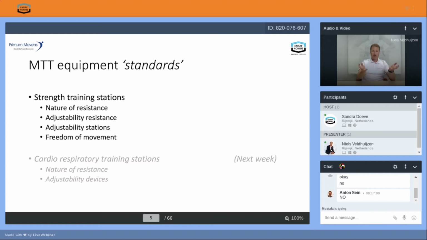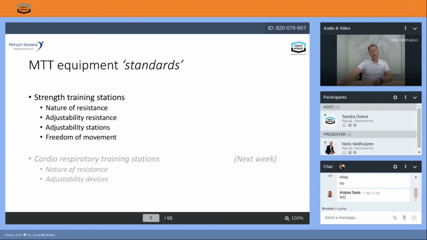When you talk about strength training or muscle function training stations, you should make a subdivision between the nature of the resistance, the adjustability of the resistance, the adjustability of the stations itself, and the freedom of movement. Those are important features to bear in mind. When you talk about cardiorespiratory training stations, that's something that we will discuss next week. At least that's the topic that is on the list for next week, or we should change that after the presentation today. But I'm focusing on that more next week. Also there you have to focus on the nature of the resistance and the adjustability of the devices themselves.